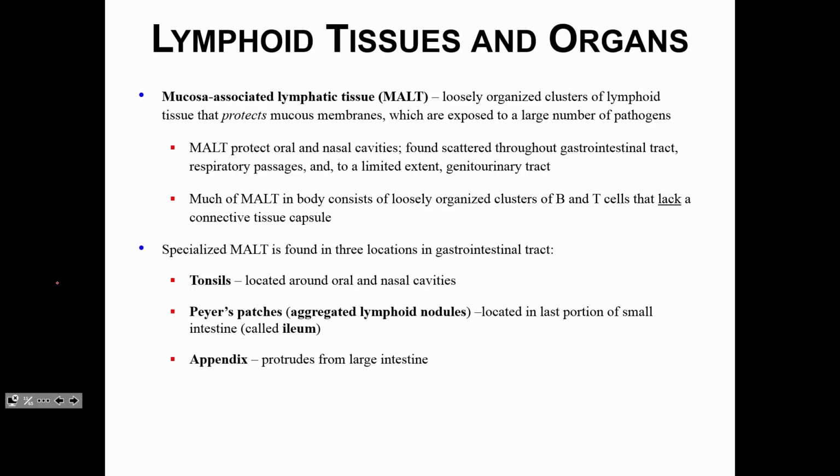All right, let's talk about MALT. This is mucosa-associated lymphatic tissue, or we call it MALT. This is a loosely organized cluster of tissue. It's going to protect your mucous membranes.